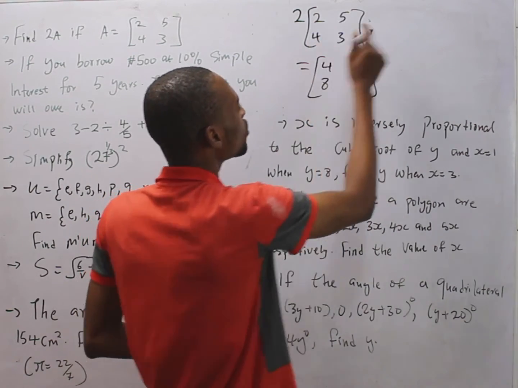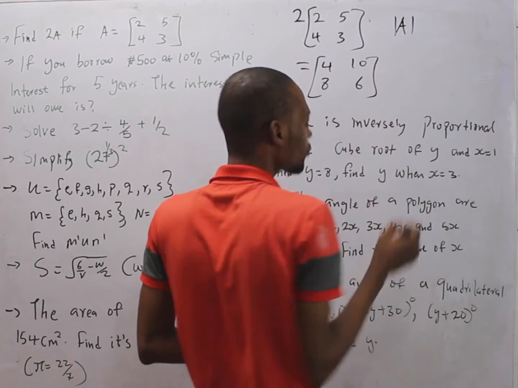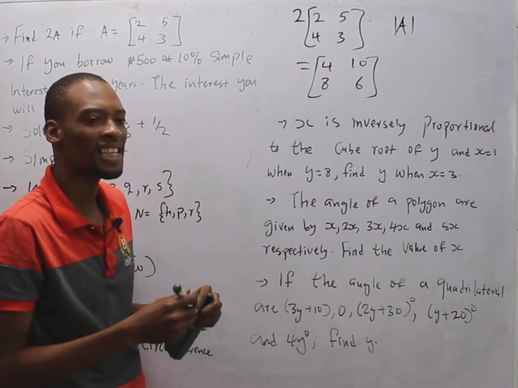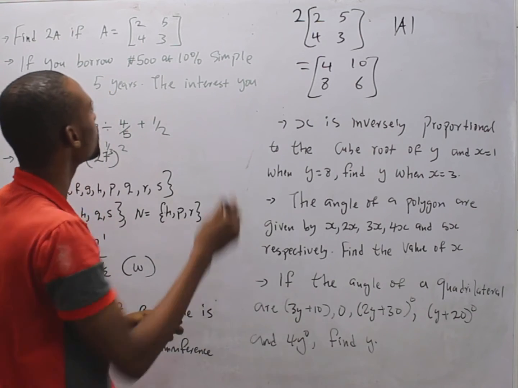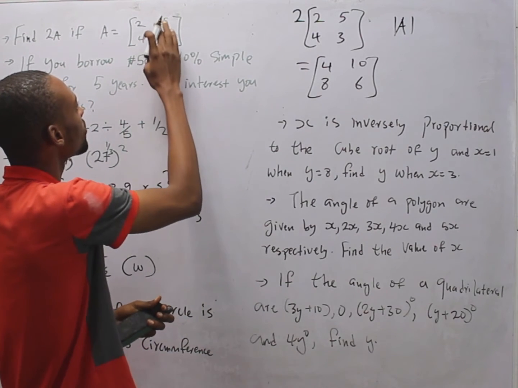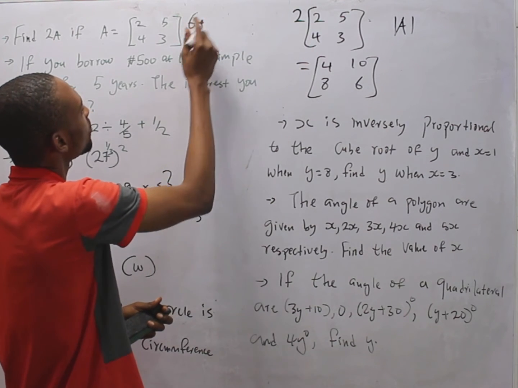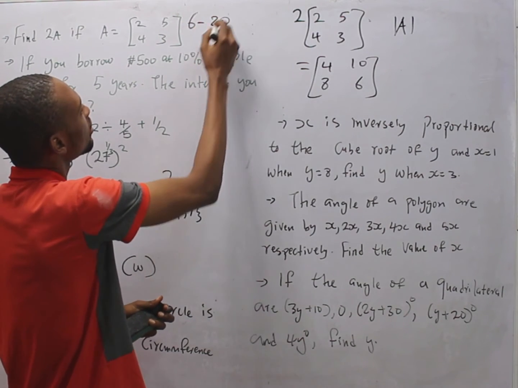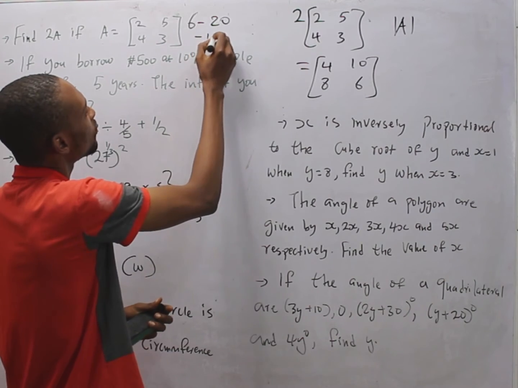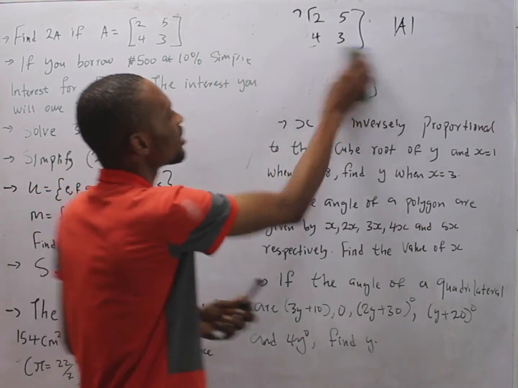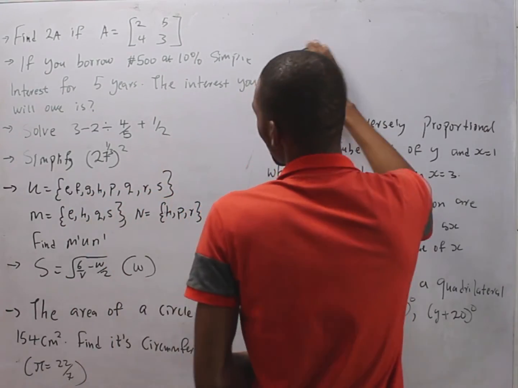What if we are asked to look for something like this? That means the determinant of a 2 by 2 matrix is simply this times this minus this times this. That is 3 times 2, 6, minus 20. That is minus 14. That is the determinant. But in this case, we are asked to multiply.